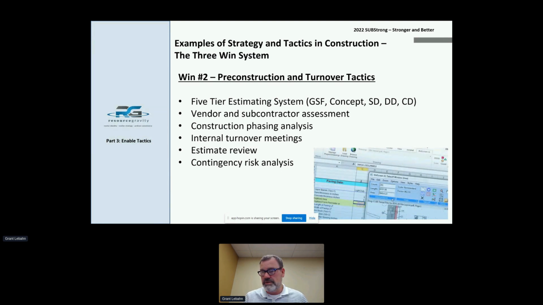We do the operations part every day. We do the bidding every day, but some of these turnovers only happen when we win, in between a win and a start. So there's always a need there for tactical understanding of what that looks like. A couple of ideas with that.